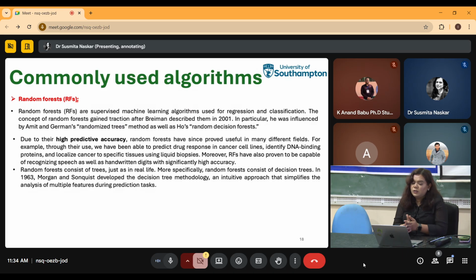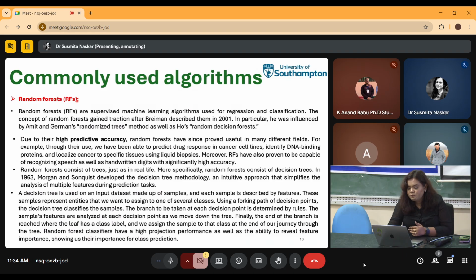How this generally works: we start with the dataset, which is made of samples, each described by features. As we move down each decision tree, the algorithm follows a path of decision points, which apply rules for classifying each of those samples. That means as we move down each decision tree, the algorithm follows a path of decision points and applies the rules for classifying each of those samples.